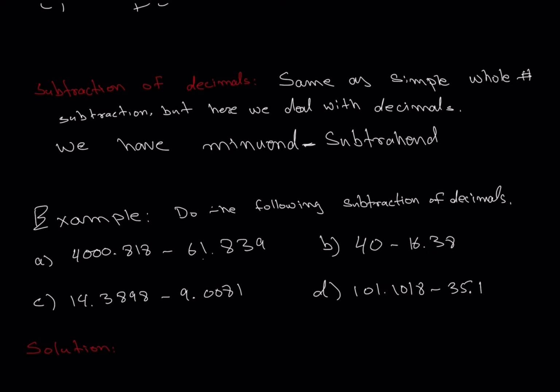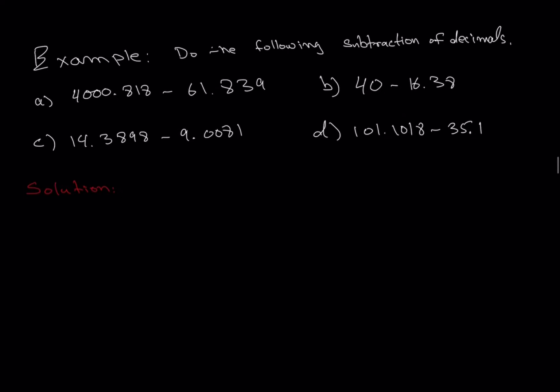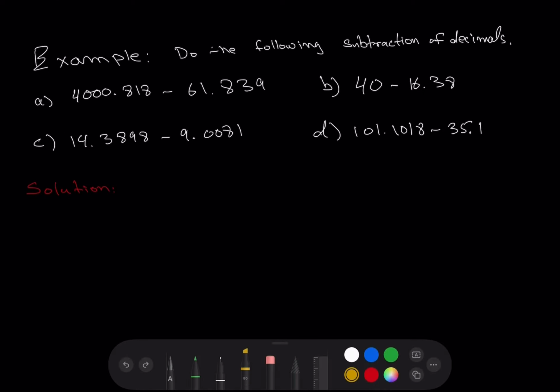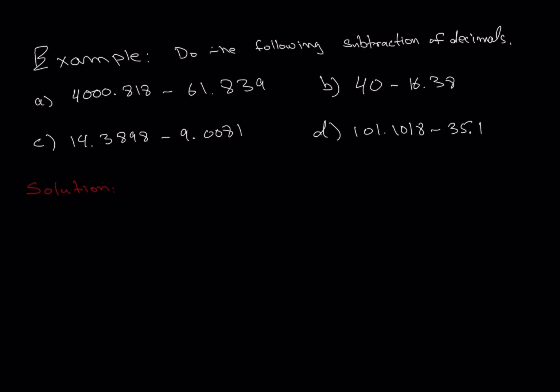4,000.818 minus 61. So this number should always be bigger than that in this section of the math right now. Later on we can discuss otherwise. 40 minus 16.38, 14.389, 3898 minus 9.0081, and keep going on. So far we are doing okay. Let's do example A.